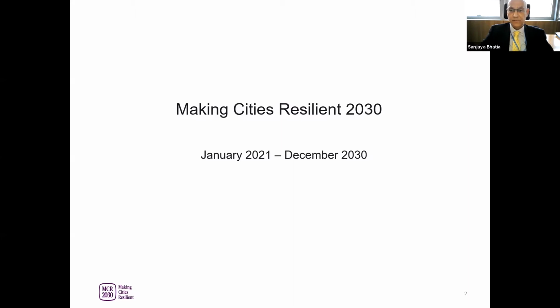So based on that experience, it was felt that there is still a lot of work to be done to increase the resilience of local governments. And when we talk local governments, we mean anything subnational. So it could be, of course, cities, towns. In some cases, it has also been provinces and even districts. So this is a global campaign started in January 21, just a couple of months ago, going on all the way to December 2030.